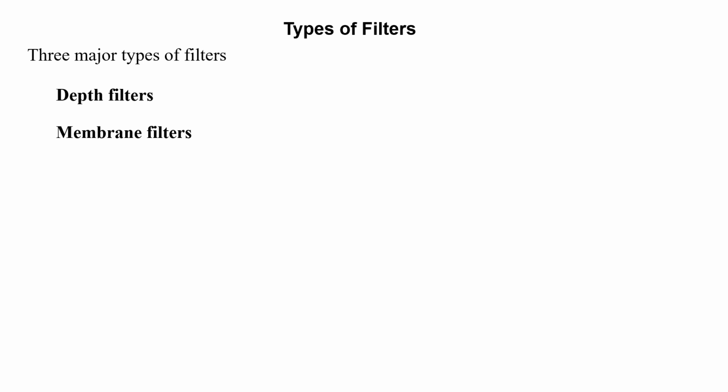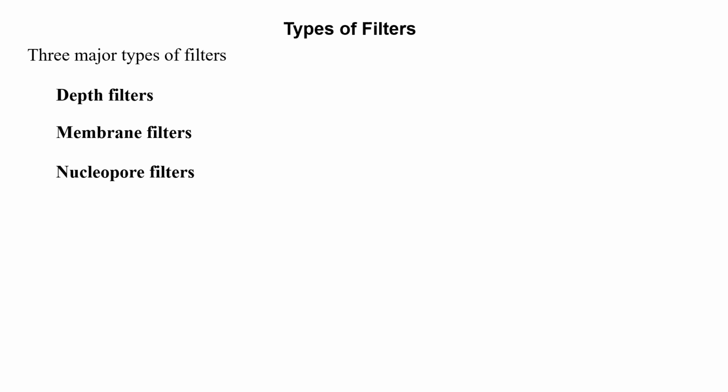The third type of filters are nucleopore filters. These filters are created by exposing a very thin polycarbonate film to nuclear radiation, which creates areas of local damages in the polymers.